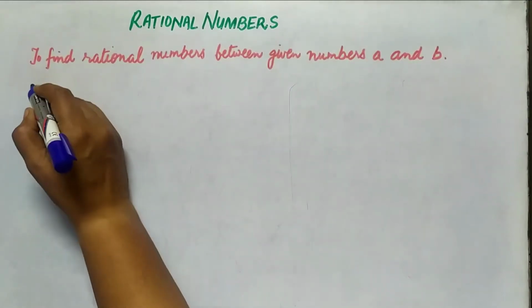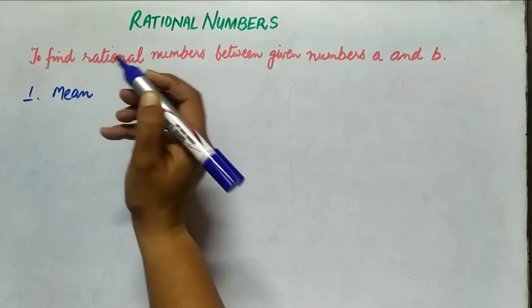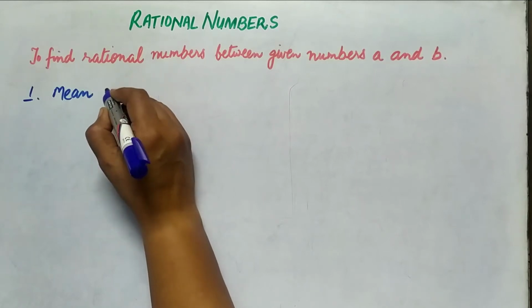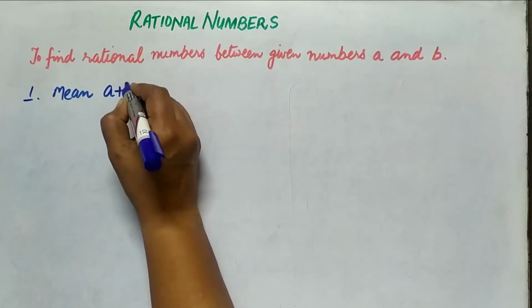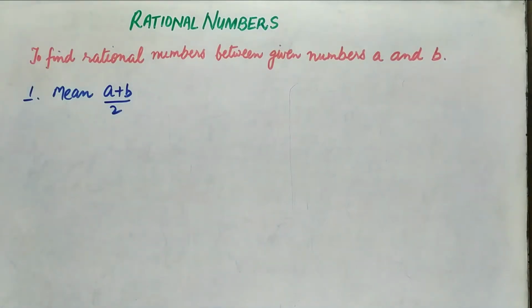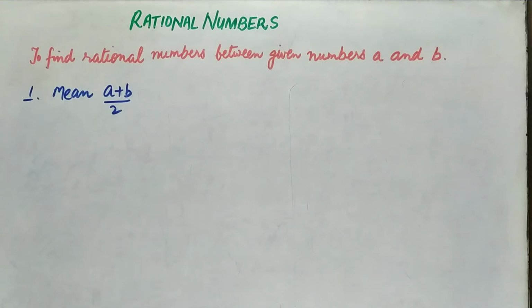The first method is the mean method. Mean means the middle term. The mean of two numbers a and b is sum of numbers divided by 2. And this new number, new fraction will be the number between a and b.